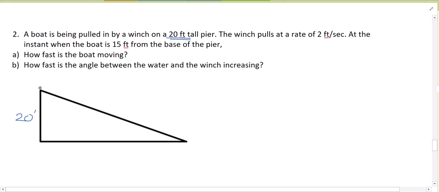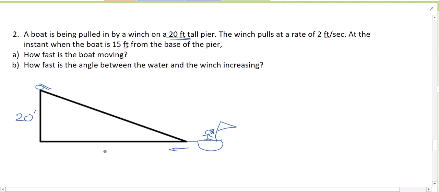Then there's a winch up here that is pulling the boat. So there's a boat somewhere over here. Pardon my great drawing here. And so the boat is being pulled by the winch. Maybe not quite like that, but you get the idea. As this is being wound up, this rope or cable that is attached to the boat is going to be pulling the boat closer, so the boat will be moving that way.